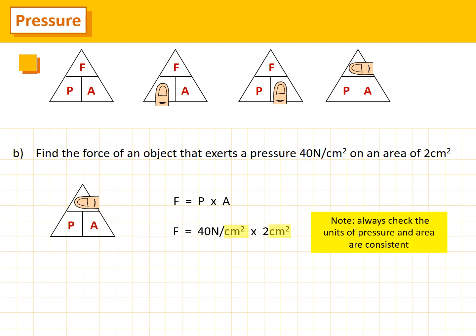We need to check that the units of pressure and area are consistent, and we can see that the units of pressure are given in terms of newtons per square centimetre, and our area is in square centimetres. So the units are consistent, which means we can simply multiply the numbers together. And our final answer is 80 newtons. Newtons because that's the unit of force given to us in the pressure units.